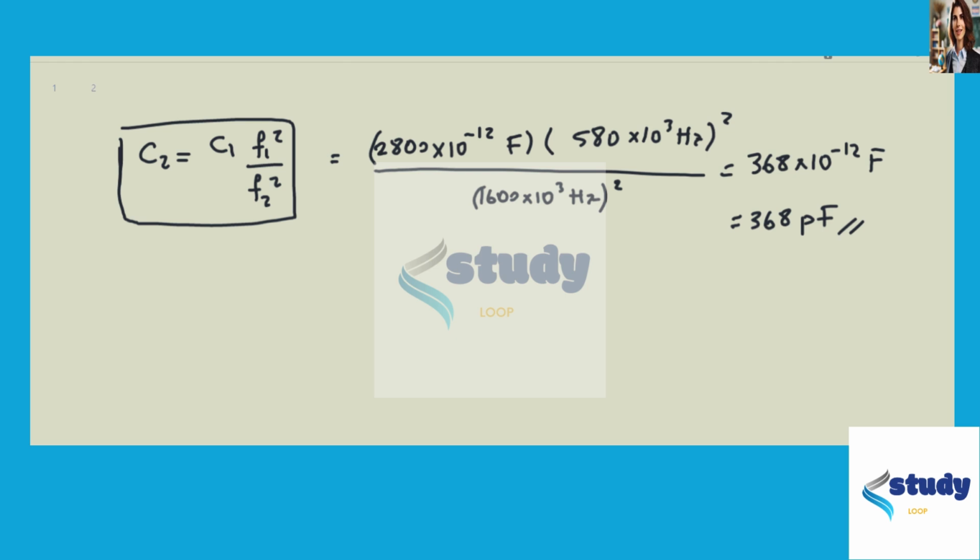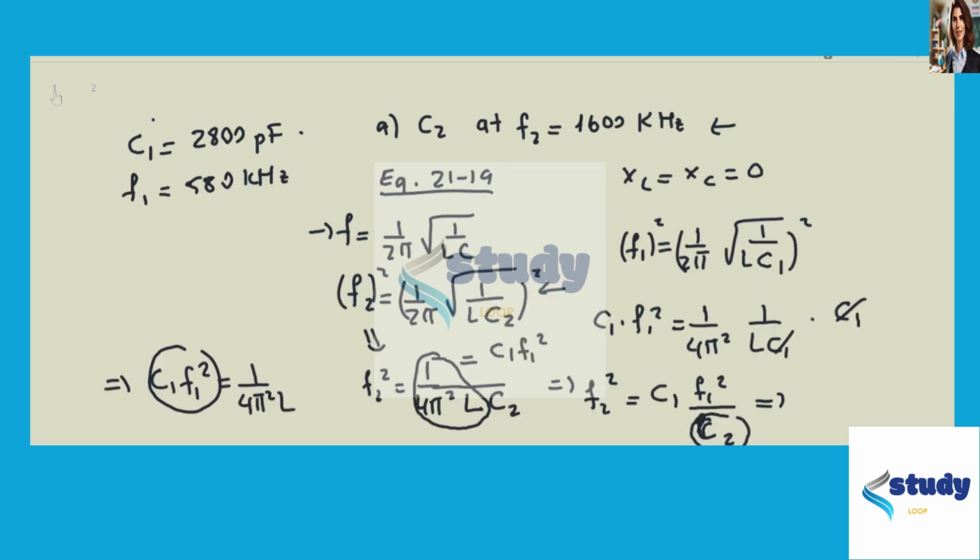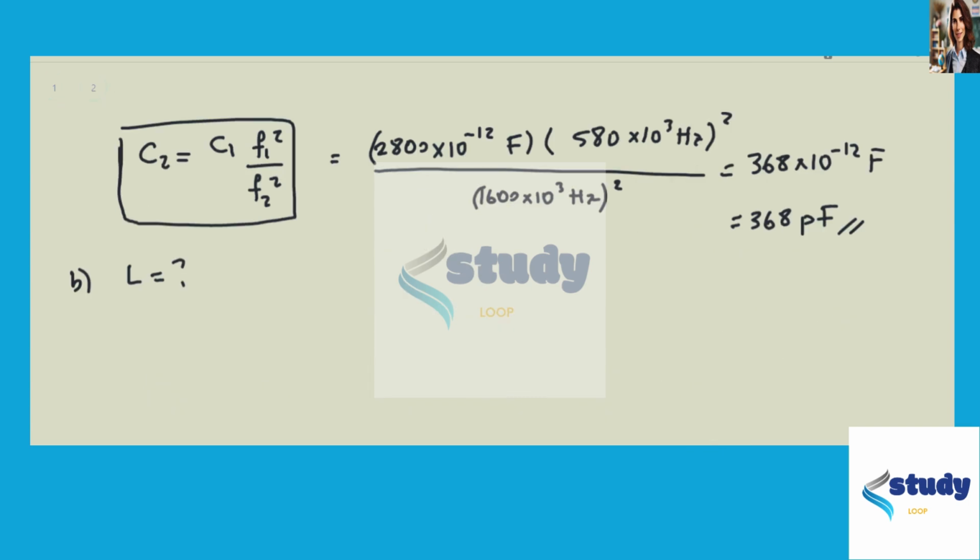Now, in part B, we're asked to calculate the inductance. So, well, that's going to be pretty straightforward, right? We're looking for L, so you could use either the F1 squared equation or the F2 squared equation that we derived previously. So, for example, we could use this one, right? Or this one. So it's really your choice at this point.